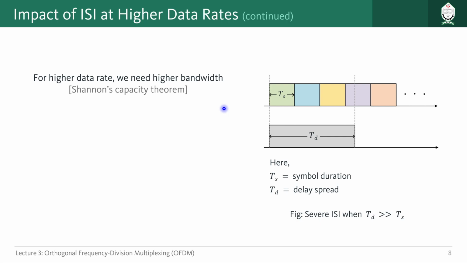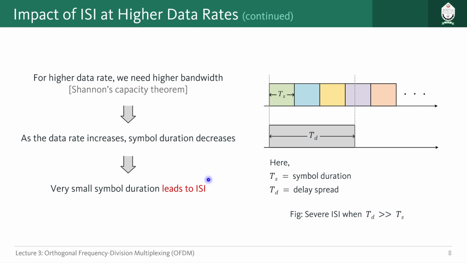Our requirement is a high data rate, and for that we need higher bandwidth. As we know from Shannon's capacity theorem, bandwidth is directly proportional to our channel capacity. That means if we want a higher data rate or higher throughput, we need higher bandwidth. Now as our data rate increases, our symbol duration will decrease. From the previous slide, we have seen that for an increase in data rate we have smaller symbol duration, and that will lead to inter-symbol interference.